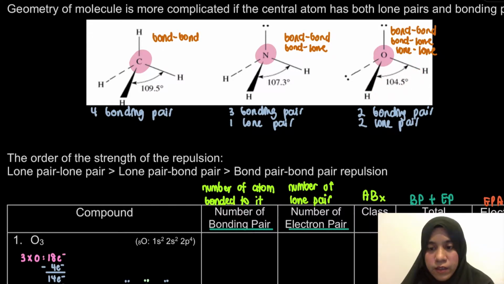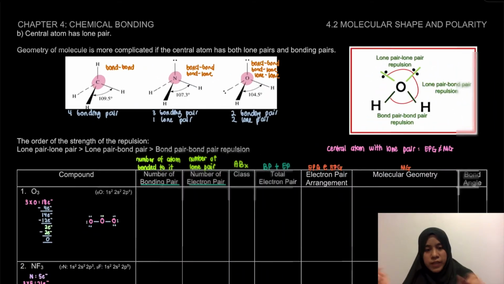Yang ini lagi lah. Ada lone pair repulsion lagi. So that's why lah bond angle dia makin kurang, sebab repulsion of our lone pair ni is greater. So dia lagi nak jauh. Dia nak lagi space yang lebih banyak. So sebab itulah. Okay, so sekarang ni let's look at the first example.